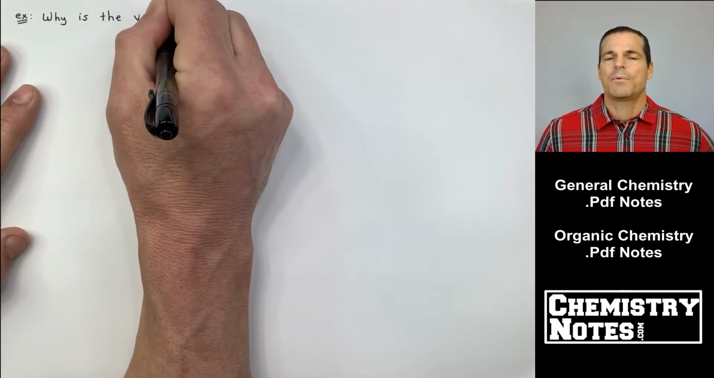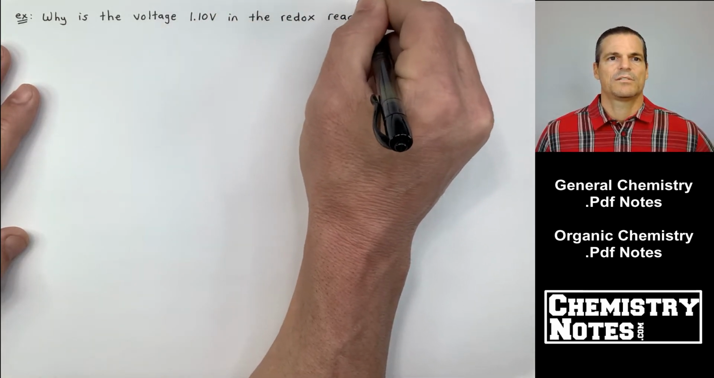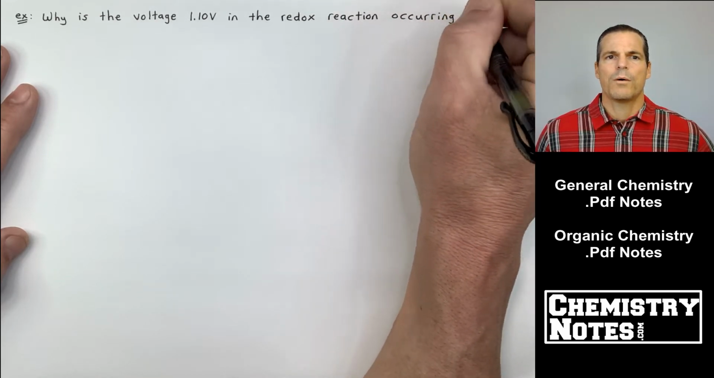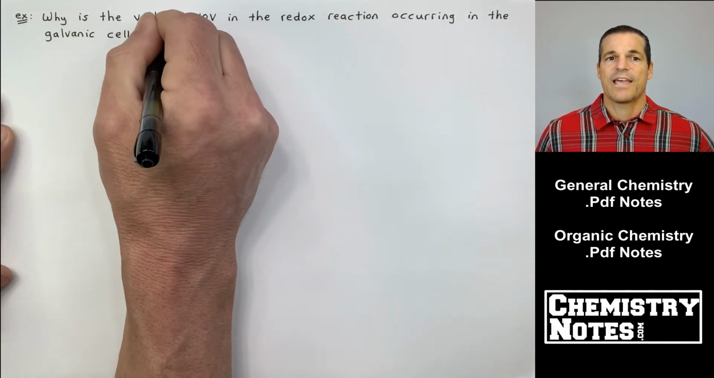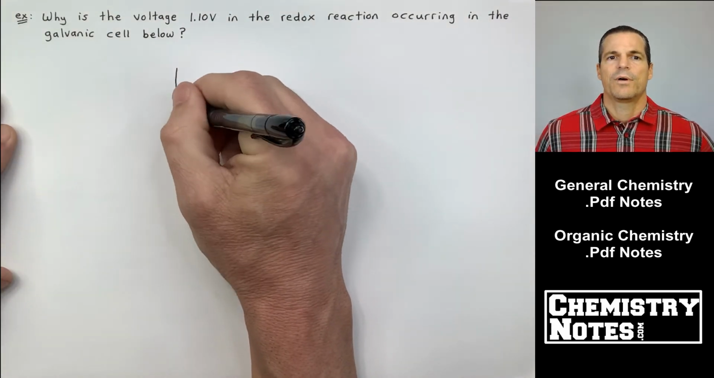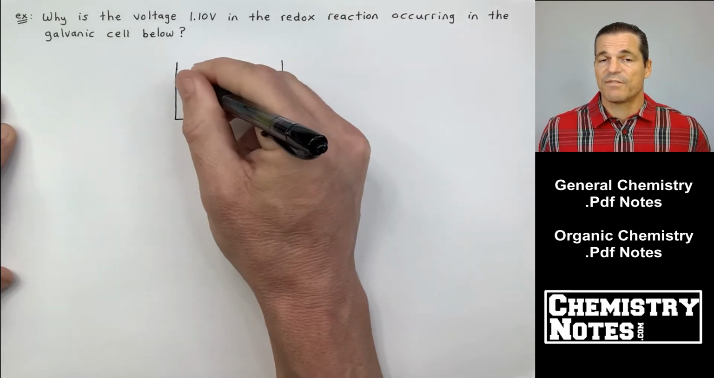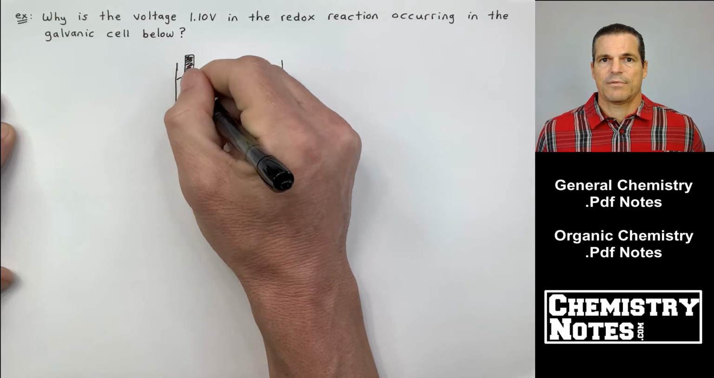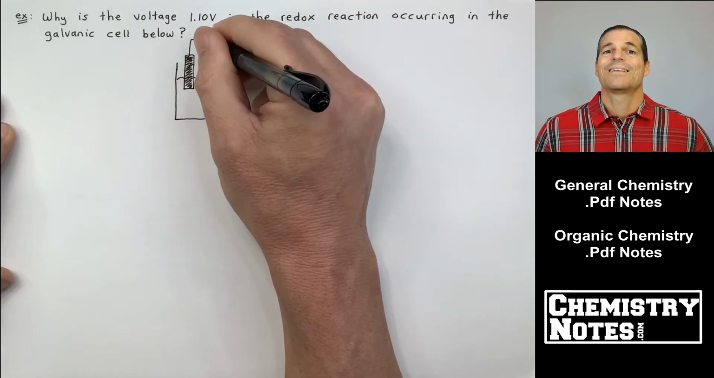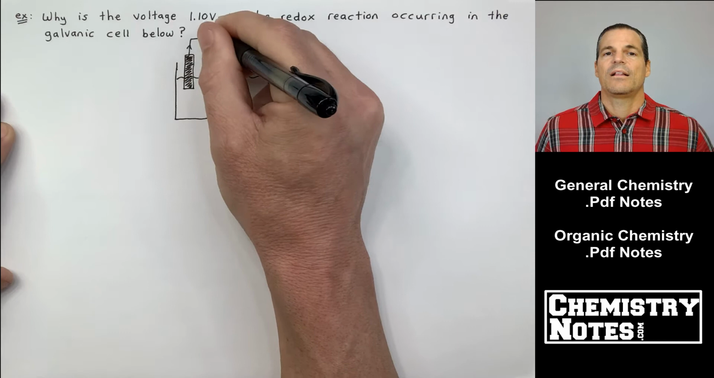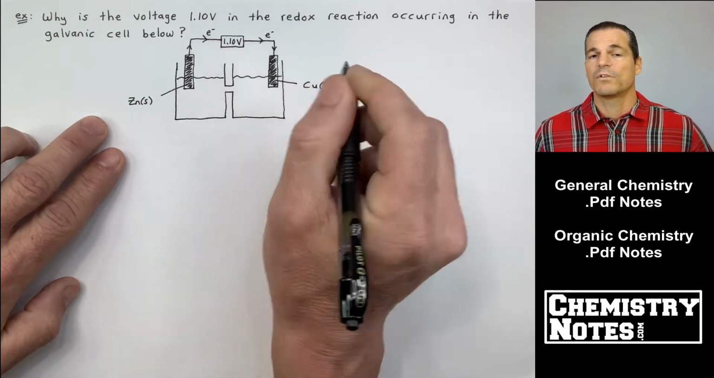All right, so a sample problem, or an example, if you will. Top of a new page of notes here, page 3 of today's notes actually, it says, why is the voltage 1.10 volts in the redox reaction occurring in the galvanic cell below? So I'm going to sketch my galvanic cell. Whenever I'm sketching a galvanic cell, I always put my anode on the left. That's where oxidation occurs. I always put my cathode on the right. That's where reduction occurs. And I am aware that electrons flow from anode to cathode, which is why you see my electrons flowing up and over to the right.